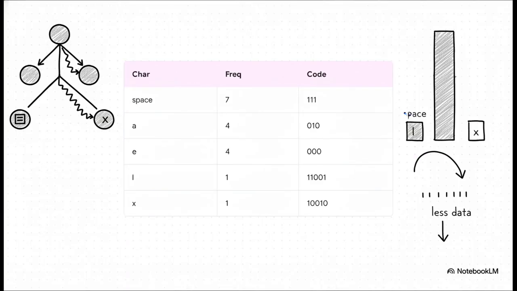And this is the beautiful result. Once the tree is built, you just trace the paths down from the top to generate a new binary code for each character. And look at this, it's perfect. The most common character, the space, gets a super short 3-bit code. But the rare characters like L and X, they get much longer 5-bit codes. By using fewer bits for the stuff you see all the time, the average size of the whole file just plummets. That right there is compression.